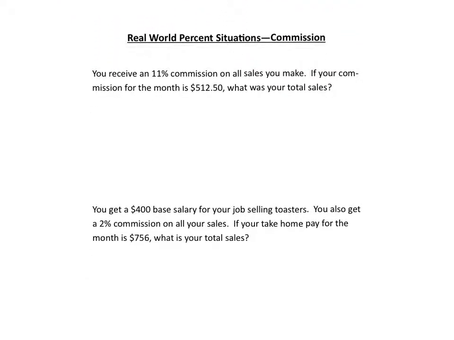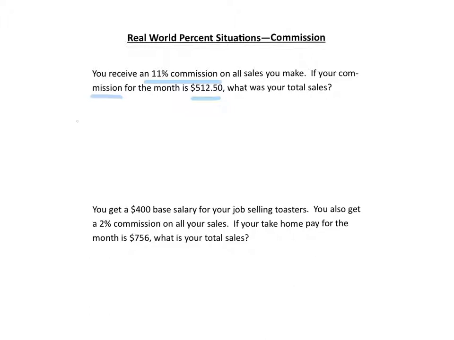Taking a look at the third commission problem. You receive an 11% commission on all sales you make. If your commission is $512.50, what's your total sales? So we now have to think about this as saying $512.50 is not our total sales. That's how much we got to take home. So that is not the whole amount. That is the part.